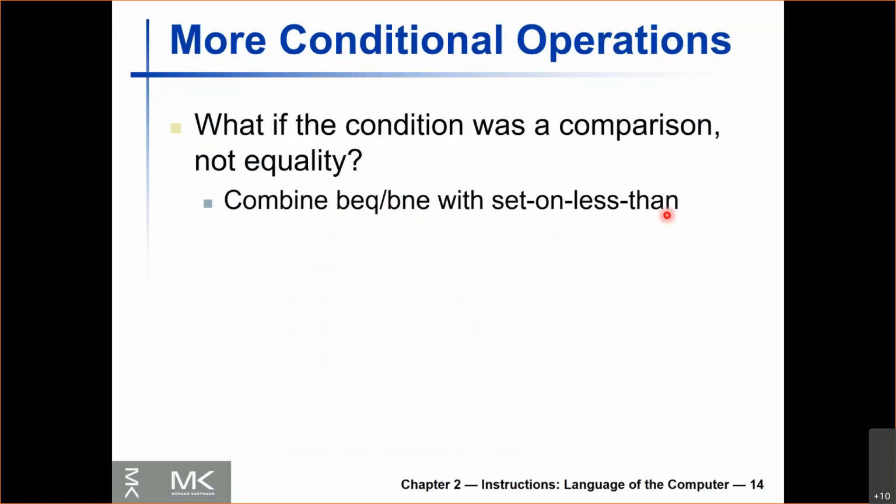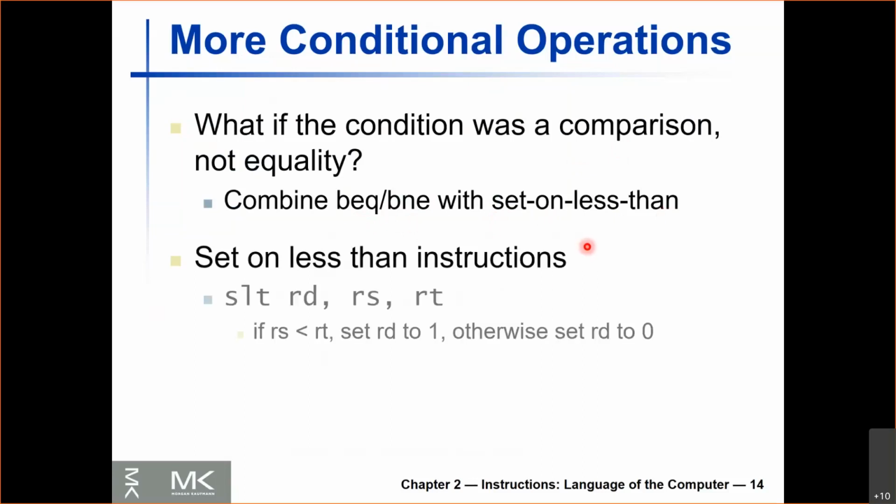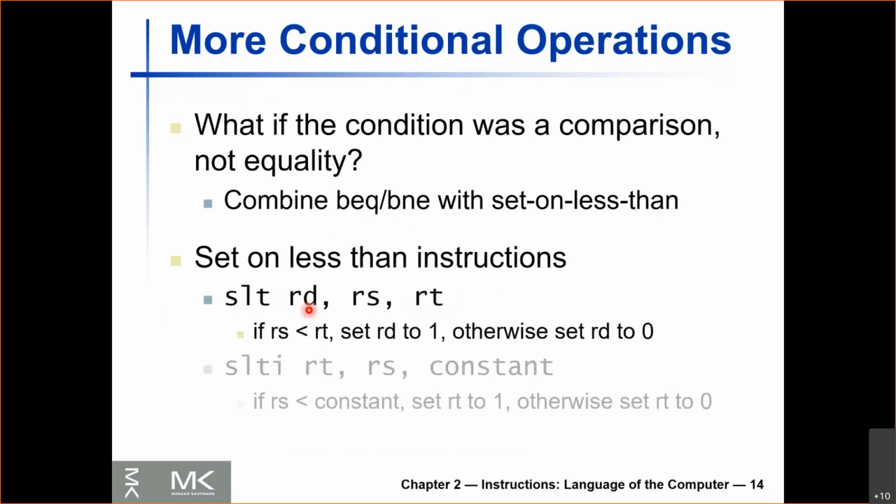We spoke about set on less than when we were designing an ALU. Now we're going to look at the instruction that does set on less than. The set on less than instruction works as follows. We have SLT, set on less than, RD, RS, RT. It sets RD to 1 if RS is less than RT. Otherwise, it sets RD to 0. We also have a set on less than immediate instruction, which will set RT to 1 if RS is less than the constant.